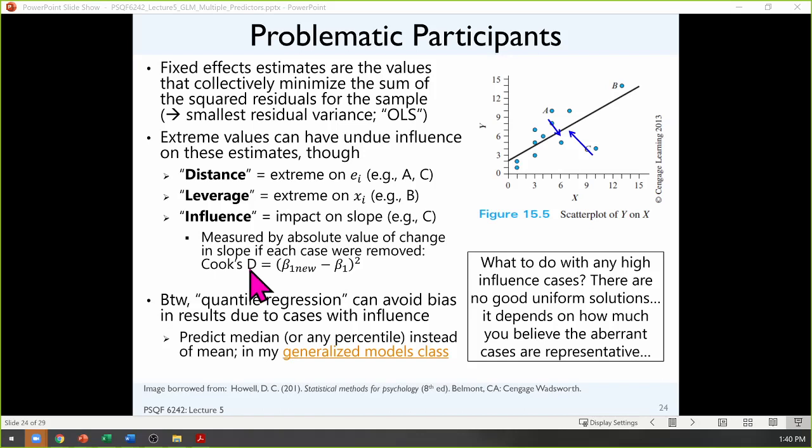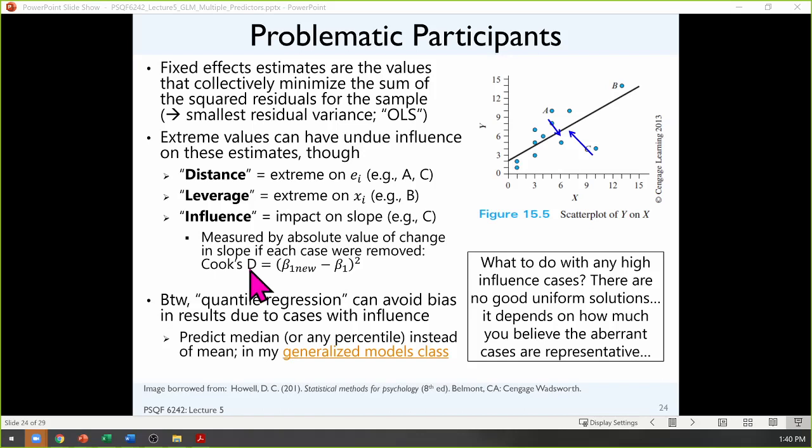Yeah, it's an index of how much you're dragging the line. Right, because any one person shouldn't be able to drag the line more than other people. Ideally, no one's dragging the line and you're fine. In reality, there's always going to be one or two people, and it's like, well, do I kick out just this person or both of these people? And then it becomes, you know, a judgment call.